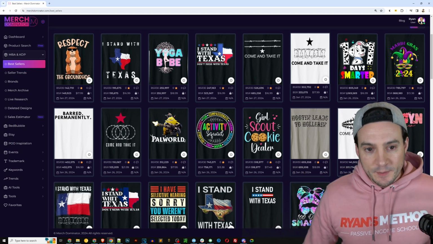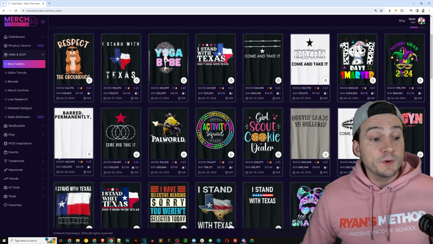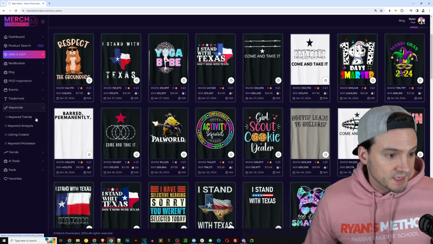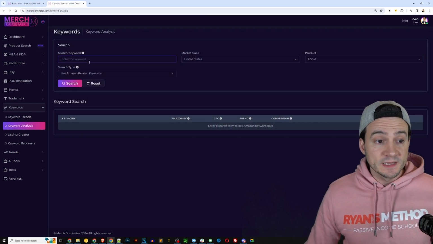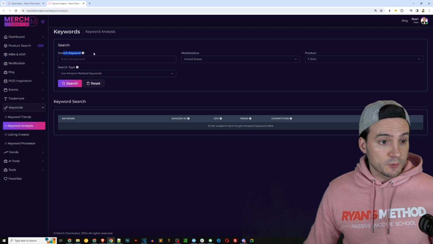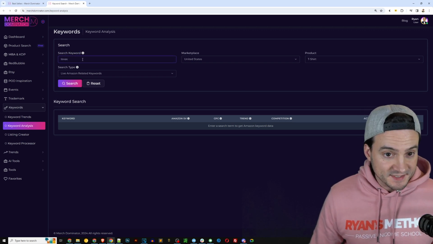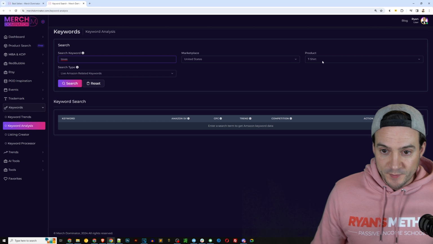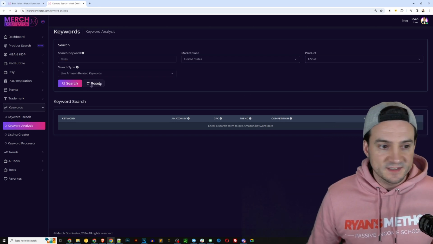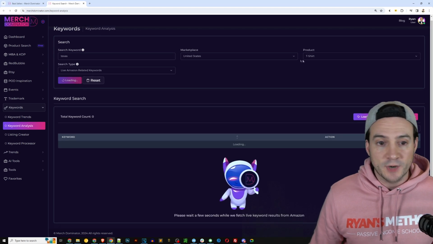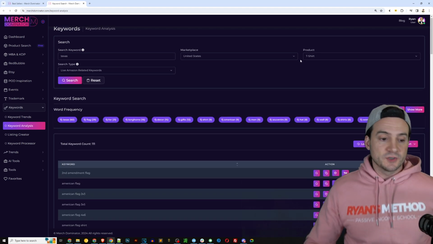So if we're seeing some repetition with Texas already, we can go down here on the left-hand side where it says keywords and then go to keyword analysis. Now here we can literally go to where it says search keyword and we can type in the word Texas, all right? And then we can hit search. By the way, if you don't want to sell t-shirts, you want to sell, I don't know, hoodies, pop sockets, phone cases, etc., you can change that product type drop down before hitting search.